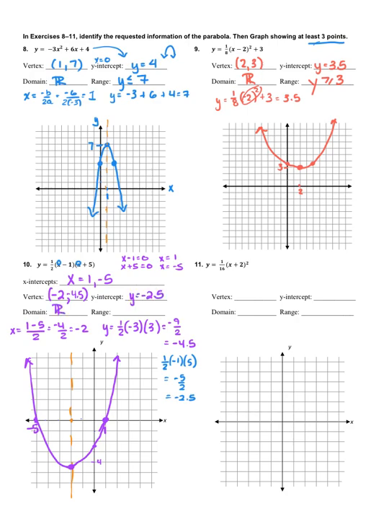Domain is all real. Range is y greater than or equal to negative 4.5, always based on the y-coordinate of your vertex.